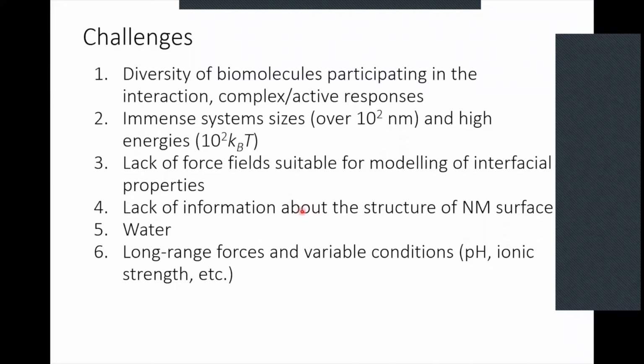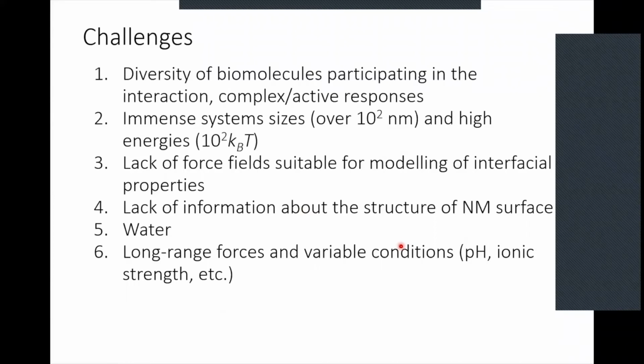Then there is the lack of information about the structure of the nanomaterial surface. If we're told that in an experiment the drug delivery carrier is a 5 nanometer gold nanoparticle, we still don't know what the surface is, but at the scale of interaction with the protein, everything is important.